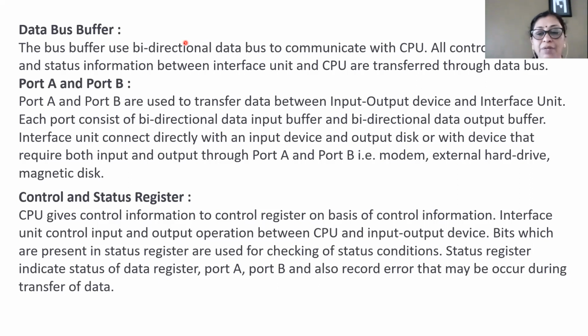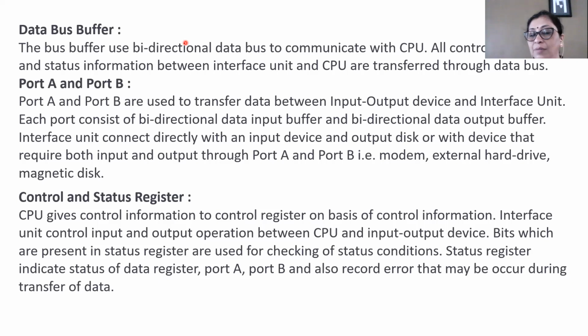Whenever data is to be transmitted from the CPU to the input output device, or from the input output device to the CPU, the actual data which is transmitted in between is stored either in port A or in port B. So the data that is intended to be transferred between the CPU and the input output device is stored in port A or port B. The interface unit connects directly with an input device and output device, or with a device that requires both input and output, through port A and port B. So it is bidirectional.